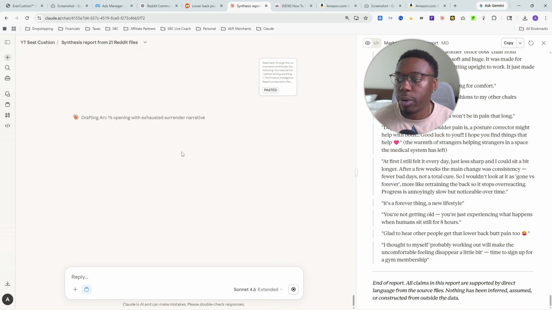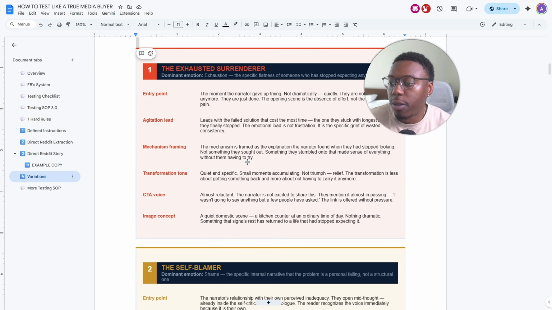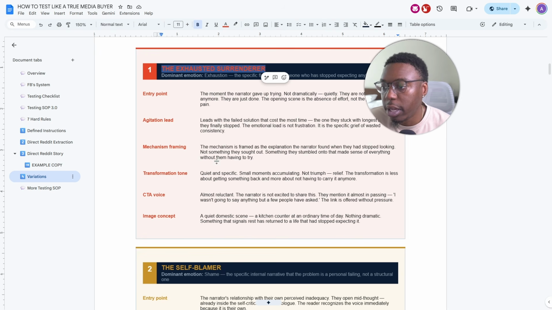So this is just giving you creative diversity to speak to the same person in different ways and from different perspectives. Because again, humans are complex. Certain experiences and shared pains, problems, and fears are elevated through different stories. So the 4 other arcs or angles are the following. There's the exhausted surrender. The mechanism framing is framed as an explanation the narrator found when they had stopped looking.